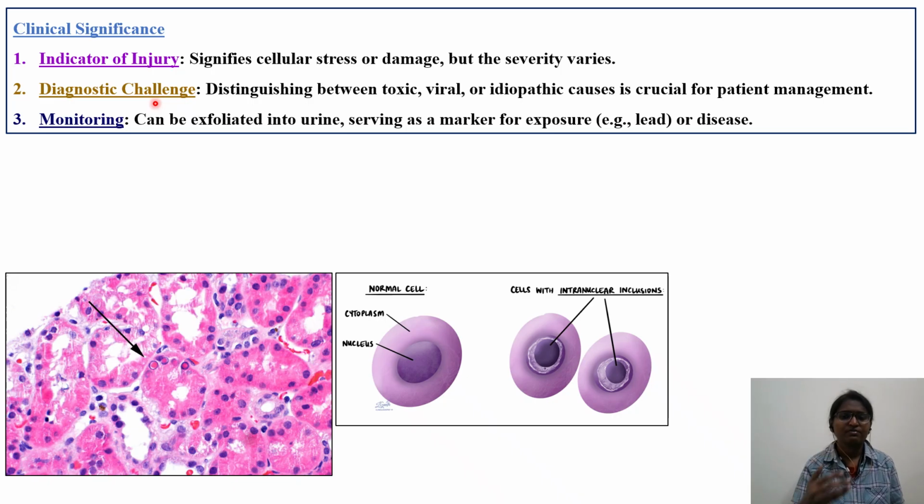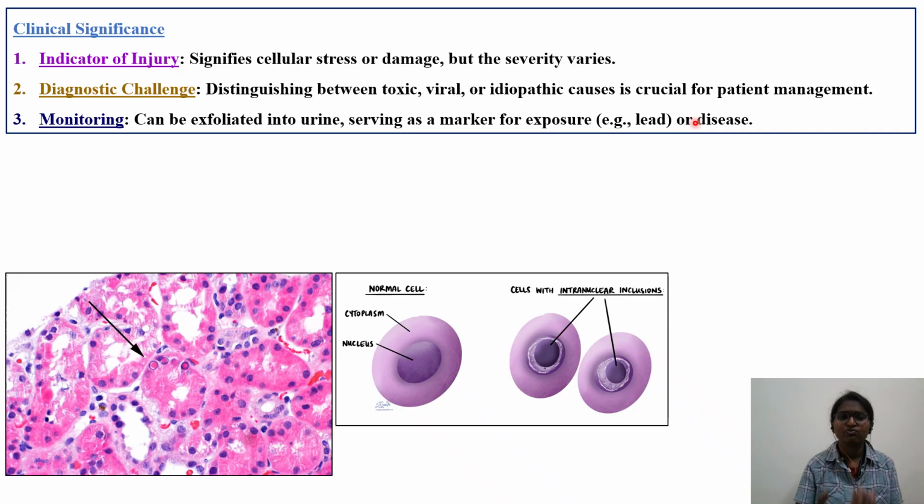If we know the cause, whether it is because of lead, or because of a virus, or because of a particular drug-induced kidney injury, then accordingly we can treat that particular patient. But if it is idiopathic and we don't know the cause, then it becomes challenging for the physician to treat it. So diagnostic challenge: distinguishing between toxic, viral and idiopathic causes is crucial for patient management. Coming to monitoring, it can be exfoliated into the urine, serving as a marker for exposure, lead or disease.